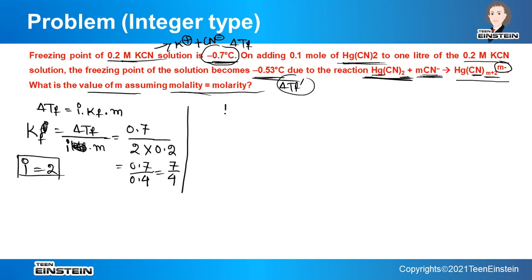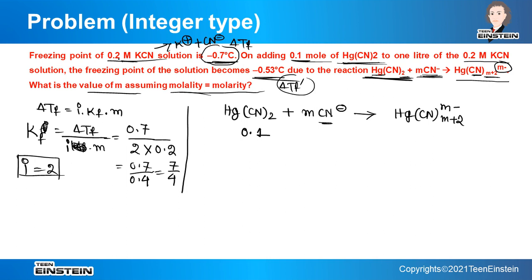Now we will write this equation, that is Hg(CN)2 reacting with m number of cyano and forming a new complex. So when we have added Hg(CN)2, as it is combining with m number of CN, the number of particles will reduce compared to the situation when there is only potassium cyanide. Initially the amount of Hg(CN)2 is 0.1, so we will write 0.1, and the CN minus concentration will be the same as that of KCN, so we will write 0.2, and the complex is 0.